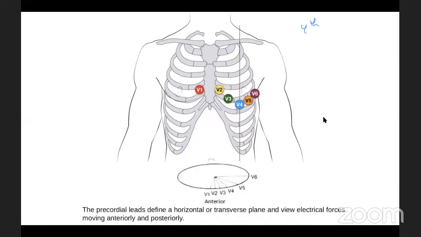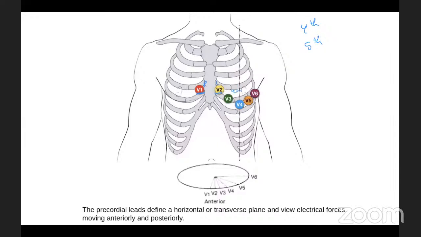4th intercostal space and 5th intercostal space. Which ones are in the 4th? V1 and V2. But V1 is on the right side of the sternum and V2 would be on the left side of the sternum. This is simple, straightforward, 4th intercostal space, we're done.